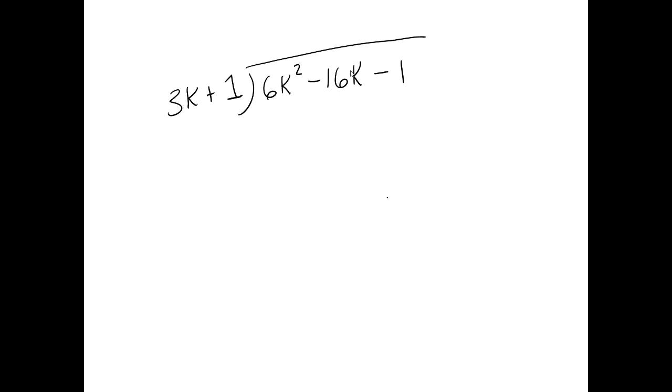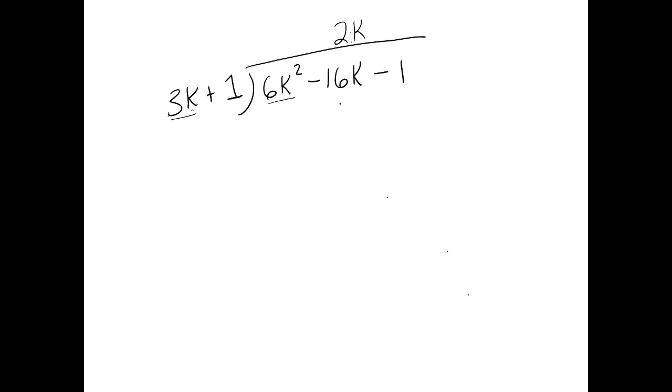So in this particular problem, we're going to be dividing 6k squared minus 16k minus 1 by 3k plus 1. So the first thing that we're going to look at is 3k, and we're going to say, what could I multiply 3k by to get 6k squared? Well, if I multiply 3k by 2k, that would give me 6k squared. So I'm going to put that 2k on top of my division setup, and then I'm going to take the 2k and multiply it by each term in my polynomial.